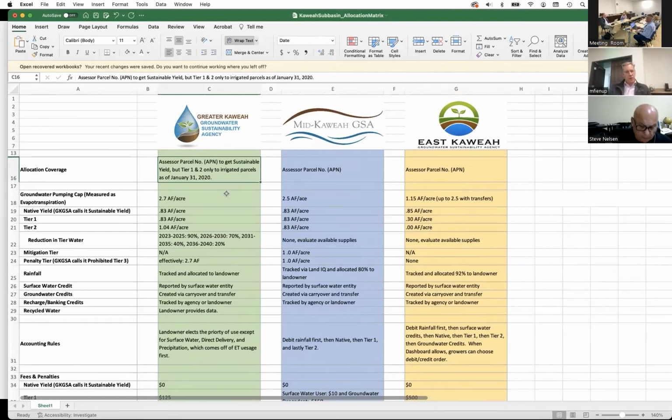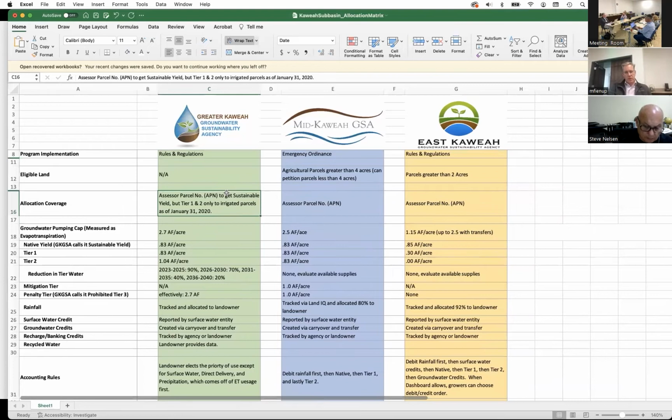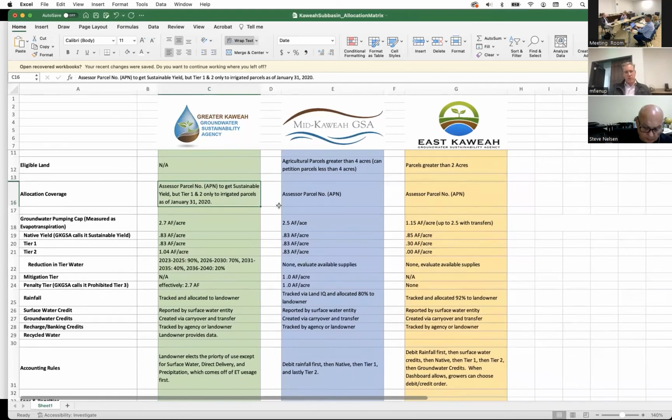Yep. So on the East Kaweah, the native goes to everybody 2 acres and above, which you have, and then the tier 1 only goes to irrigated acreage, and I think it's the same thing. It's as of 2020, unless you prove that you're irrigating now to get the tier 1 bucket as well.